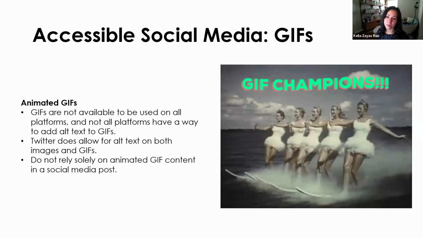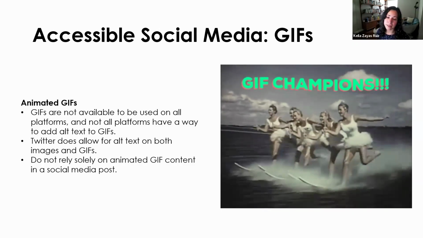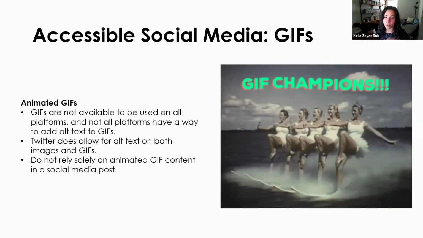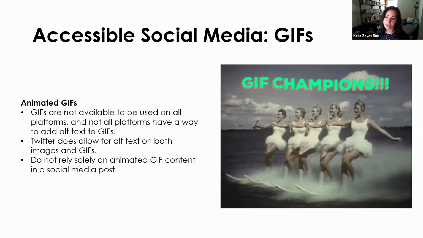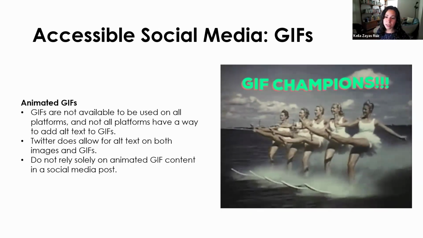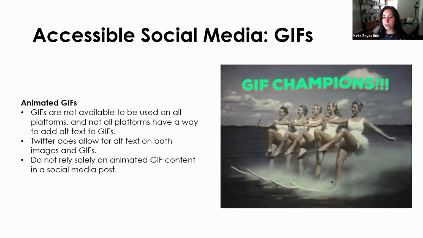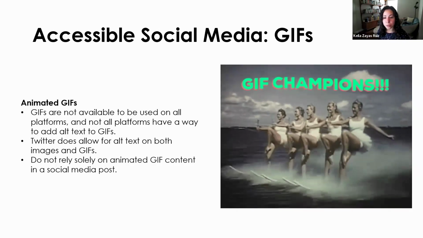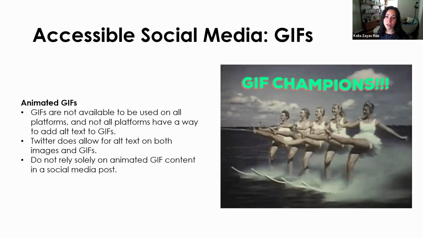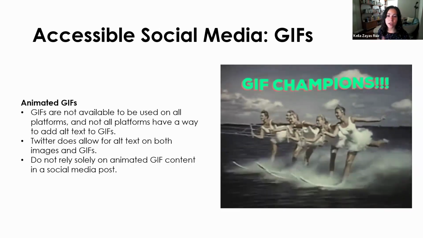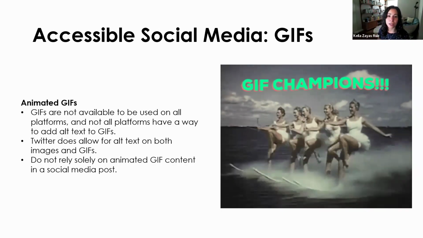Twitter does not allow for alt text on both images and GIFs. So if you have more than one type of media in your post, it might limit the accessibility of one or the other. And you do not want to rely solely on animated GIF content on a social media post. When using animated GIFs, confirm that the post can be understood through its text content alone. You can also consider adding a brief description in brackets at the end of a post to account for this issue. So you can do this for images too, if you want to add a description for an image, if what's in your caption doesn't cover what's happening in the image.